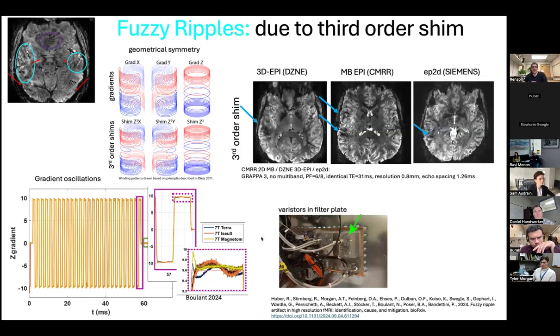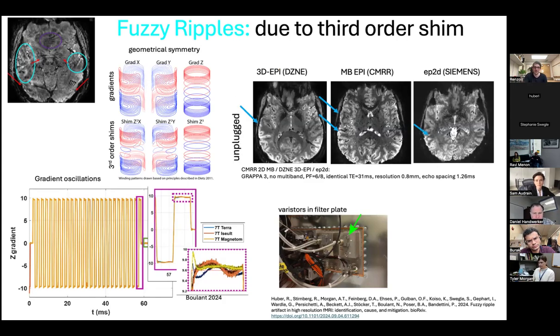So one obvious mitigation strategy would be to just unplug the third order shim, right? You can see that across different sequences, we always have these fuzzy ripples, these blobs of darkening or brightening. In fact, the brightening happens just as often. It's just harder to see. And as we unplug the third order shim, you can see that these artifacts almost completely go away, right? Dark stuff over here goes away, or the bright stuff over here goes away. The signal integrity improves.